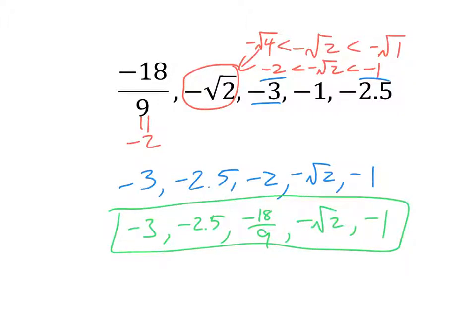So in summary, if we are trying to order real numbers that are in varying forms, we want to put them all in a form that we can work with, okay, so that we can figure out the order and then rewrite them back into their original form, okay?